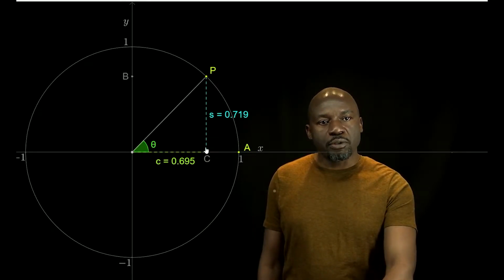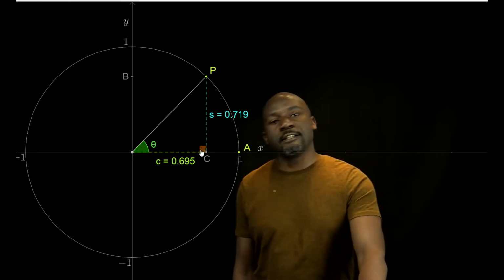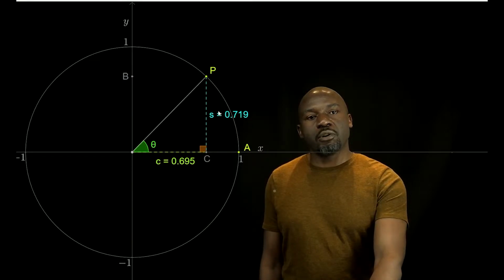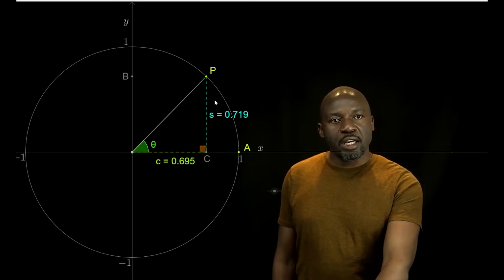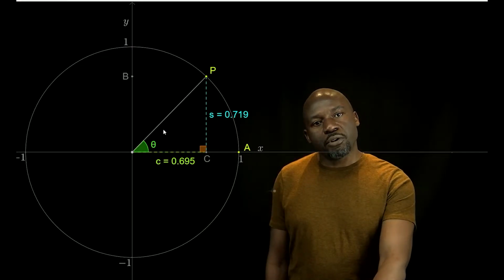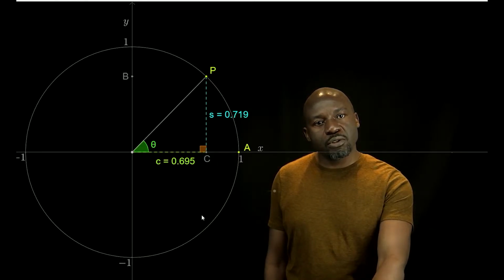I'm also going to introduce, at this point here, this has to be 90 degrees so that we can think about triangle OPC. So that angle there is 90 degrees. So we can use our current knowledge of trigonometric ratios, sine, cosine, and tangent, to determine the sine of this angle, the cosine, and the tangent. The hypotenuse OP is equal to 1 because this is a unit circle.